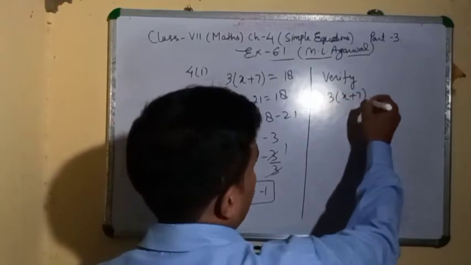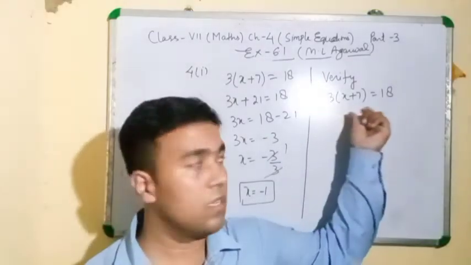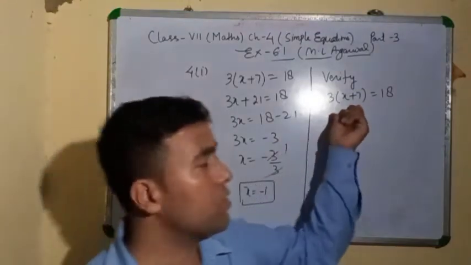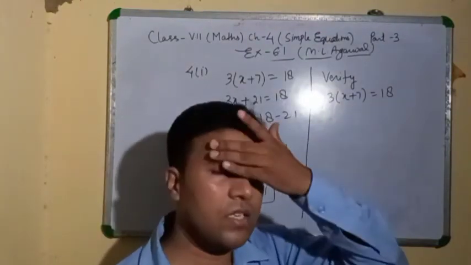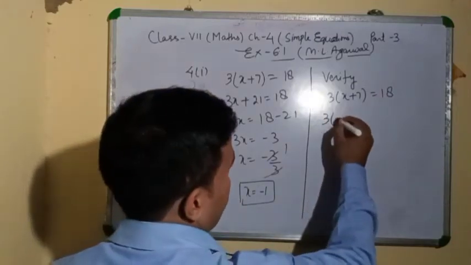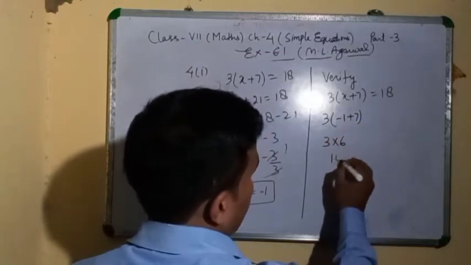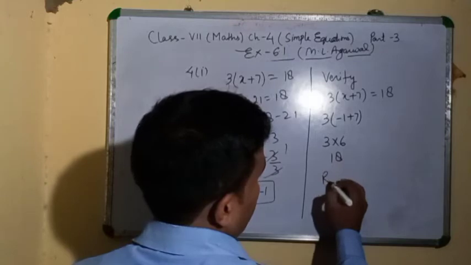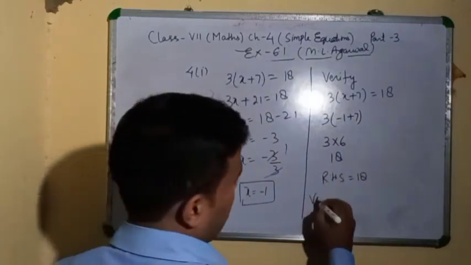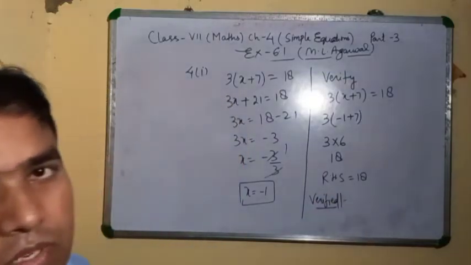Verify. 3 in bracket x plus 7 equal to 18. Clear? Left hand side is this and right hand side is 18. When you put the value of x, after that if you get the right hand side, it is verified. Clear? Means 3 into minus 1 plus 7. 3 into 6, 18. The right hand side is also 18. Clear? Means it is verified. Note down.